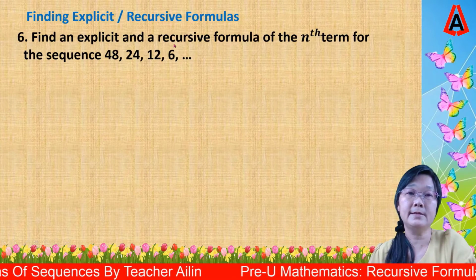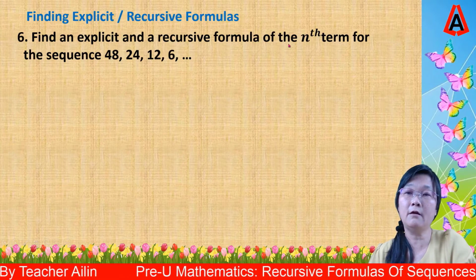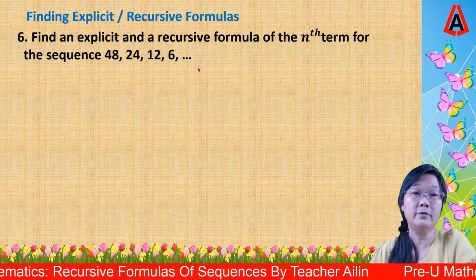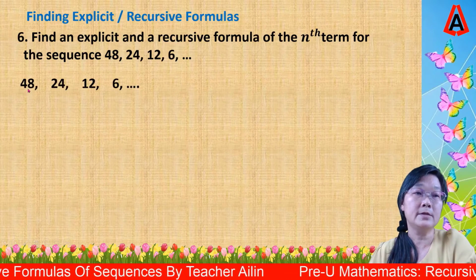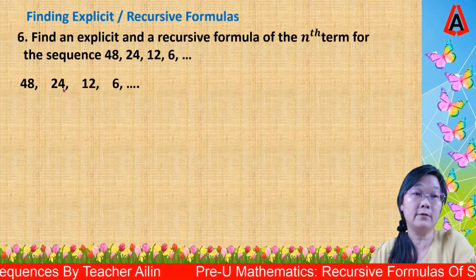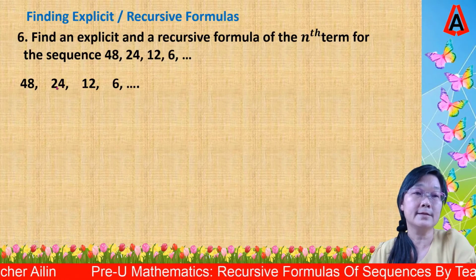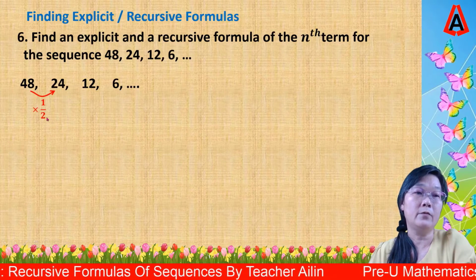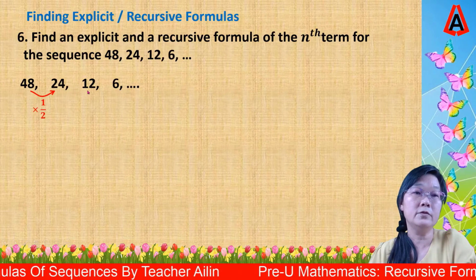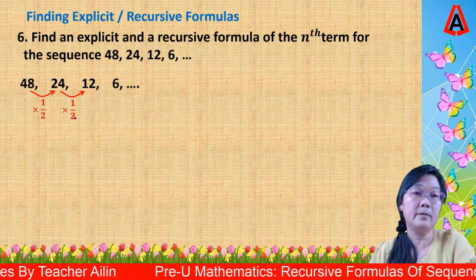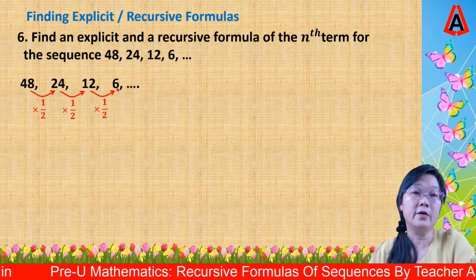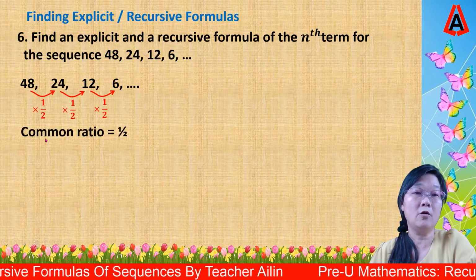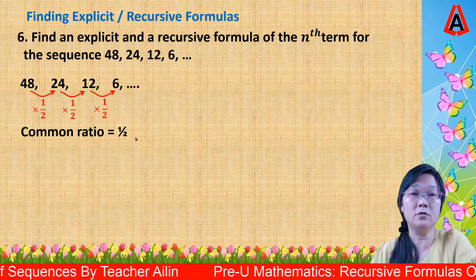So we look at the next example. Find an explicit and a recursive formula of the n term for the sequence given here. So when we look at this sequence, first term is 48, second term is 24. In order to find the second term based on the first term 48, we multiply by 1 over 2. From 24 to 12, same thing, we multiply by 1 over 2. From 12 to 6, we multiply by 1 over 2. So this is a GP, which means the common ratio is equal to 1 over 2.